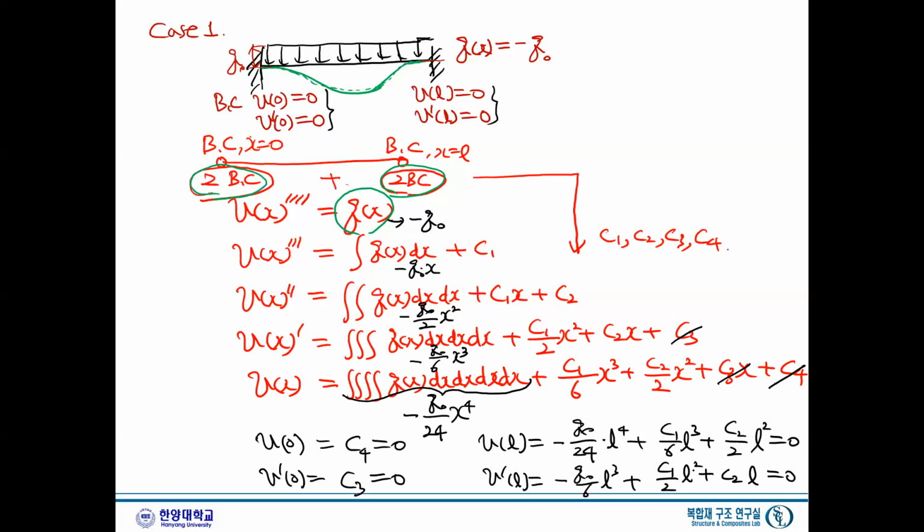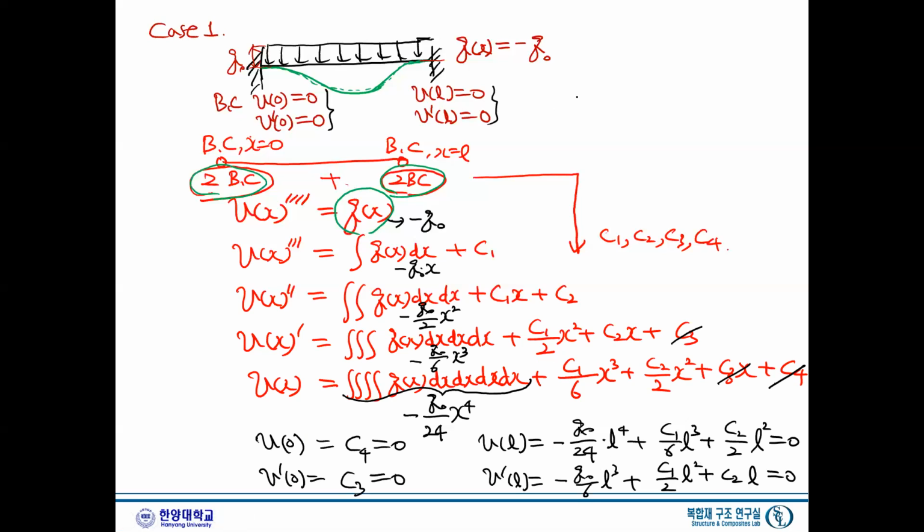So we determine C3, C4 equals 0, and the other C1, C2 can be simply obtained from these two equations. Okay, C1 and C2, and from this we can have C1 and C2. Well, we don't need to calculate this. We can do it, obviously.